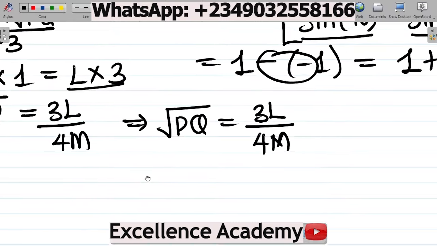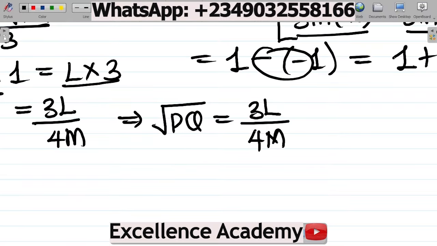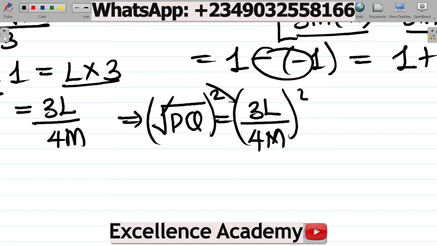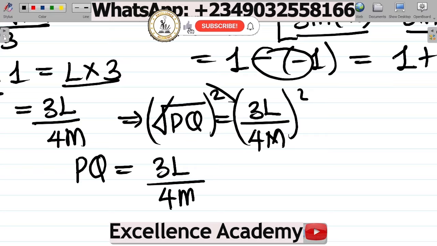At this point, what next? To get the value of Q, let's eliminate the square root. And to do that, we'll square both sides. So square this and then square this. The square will cancel the square root. So we have that PQ is equal to 3L over 4m. Of course, all of these are being squared.